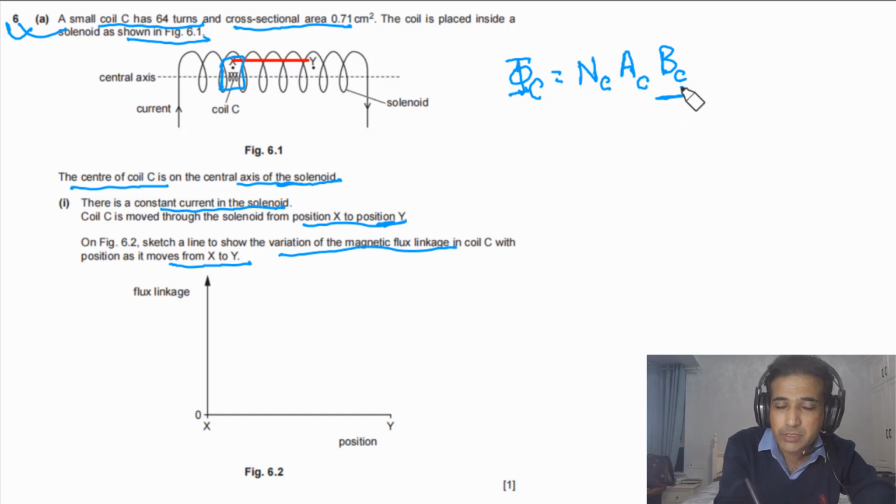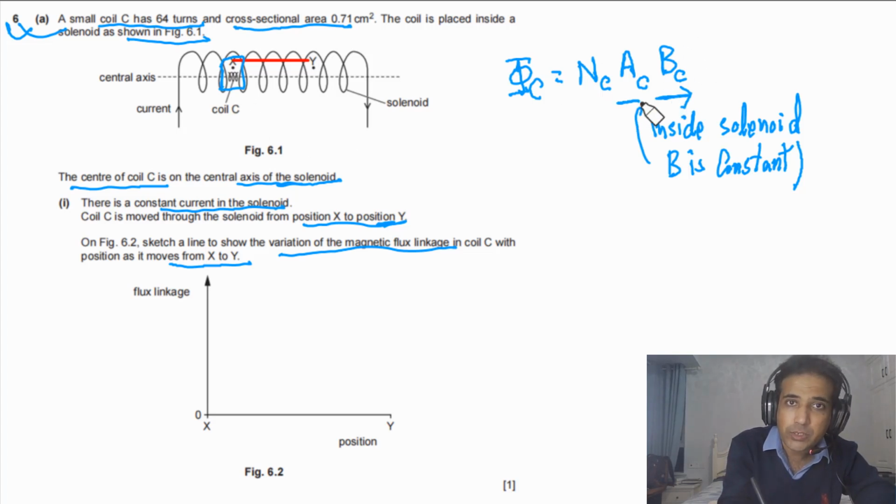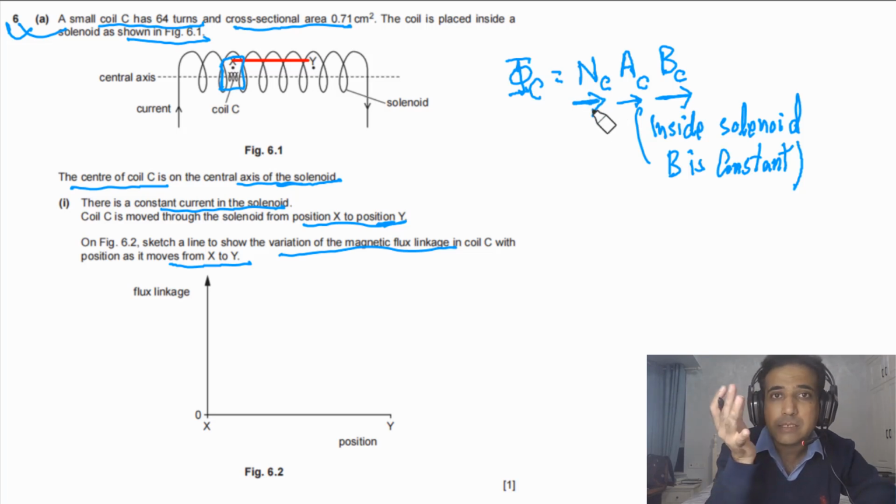Magnetic flux density means the magnetic field inside solenoid is constant. So we can say inside solenoid value of B is constant. This is the main concept you need to understand. Inside solenoid B is constant. So inside solenoid magnetic field is constant, meaning magnetic flux density is constant. So it means this quantity is constant, cross-sectional area of this coil is constant, and number of turns is also constant. So it means that flux is constant when we move from X to Y.